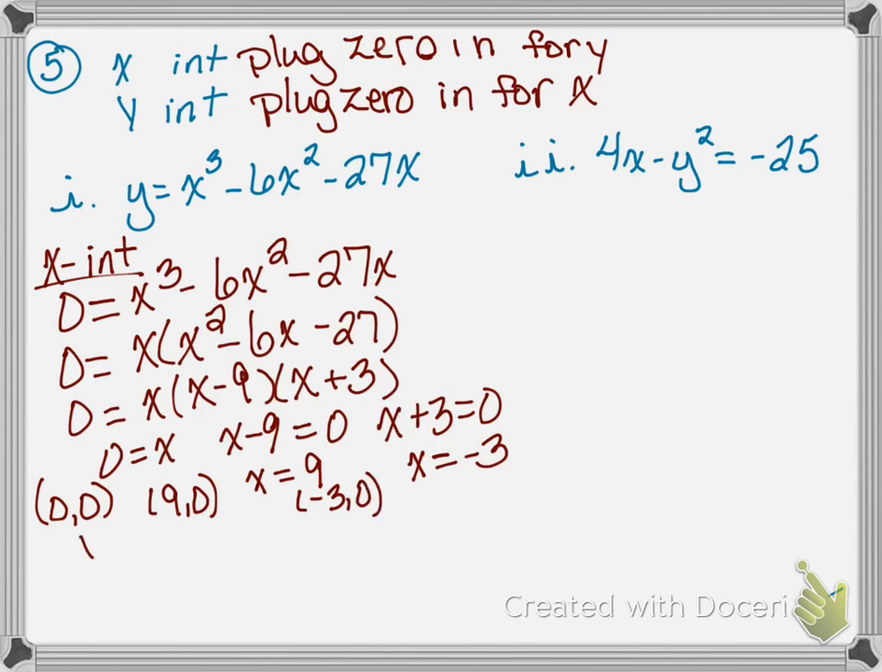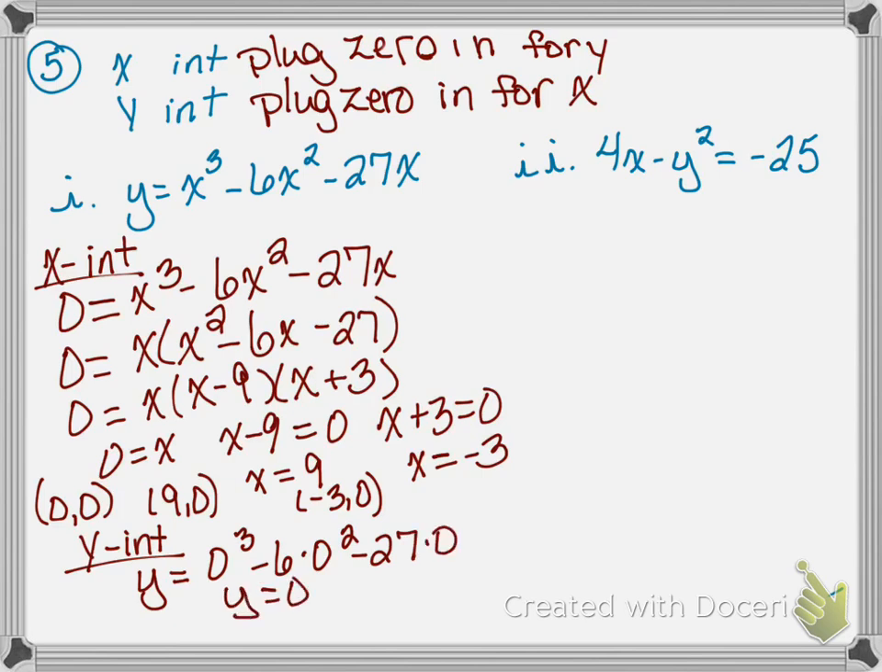Okay? Now I'm going to do my y-intercept. So for my y-intercept, I am going to plug 0 in for all of my x's. So I have y equals 0 to the third minus 6 times 0 squared minus 27 times 0. And when I do that, I end up with y equals 0. So my ordered pair for my y-intercept is 0, 0. So here are my answers. Here are my x-intercepts right here. And here is my y-intercept. Okay.